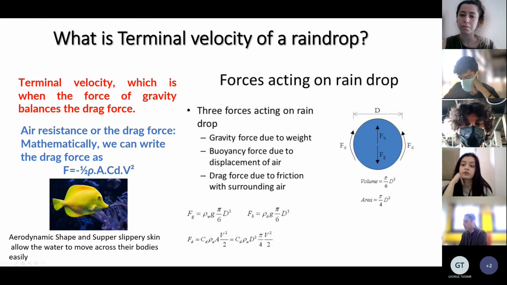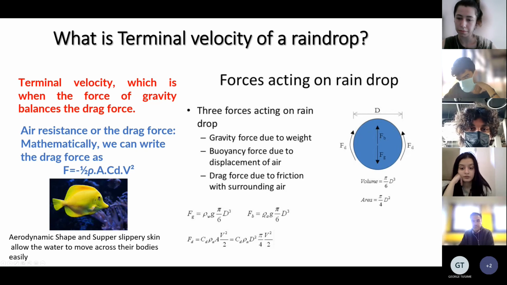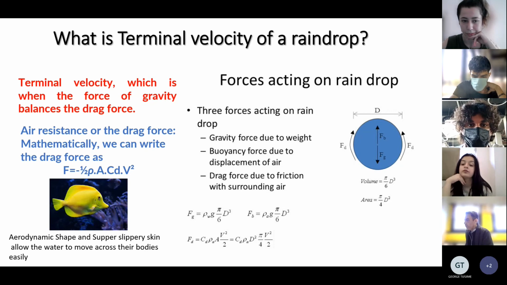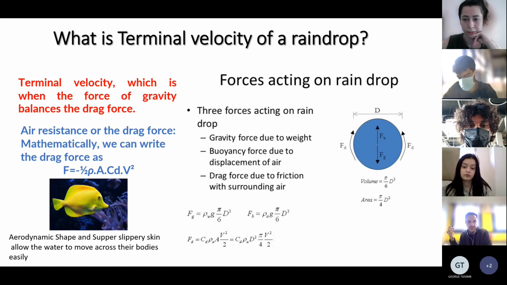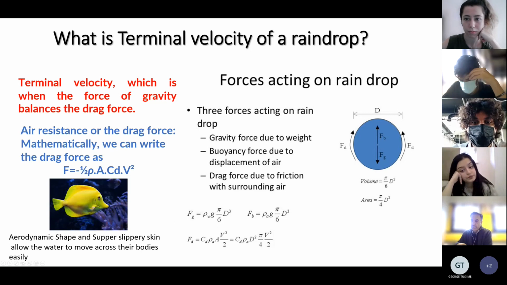Okay, drag force. So here you also see the volume of a sphere, which is pi d to the power 3 over 6, and we have the cross-sectional area of a drop, which is pi d square over 4. Okay, cross-section, this area, which is perpendicular to, for example, the ground. So gravity force is clear, weight equals mg. We can find it. Buoyancy force, I will talk about it. And I should talk about buoyancy and drag force. Okay, so let's first talk about drag force.